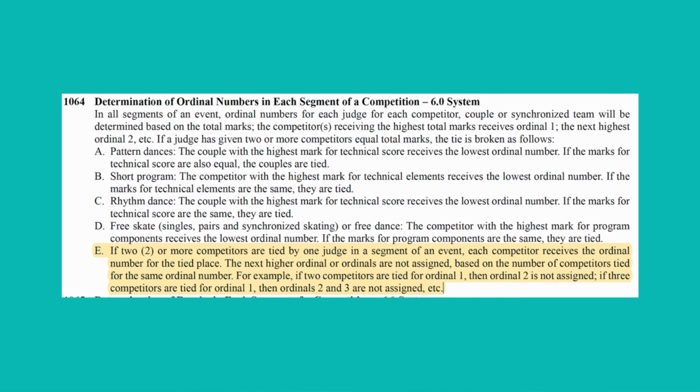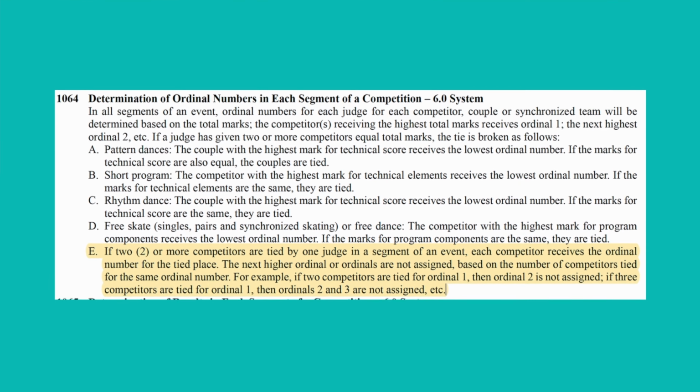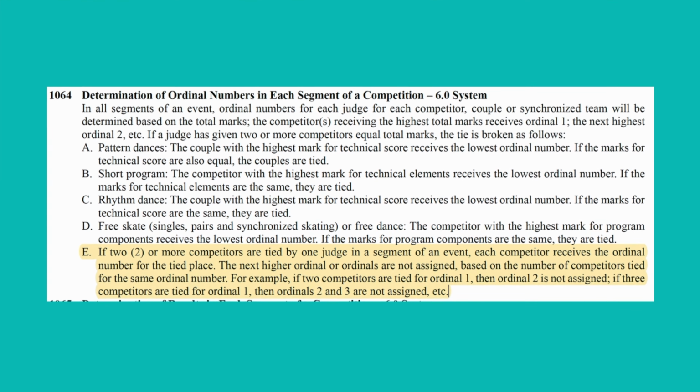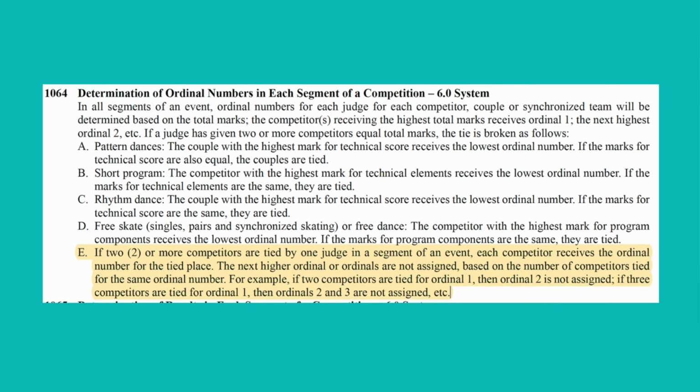Rule 1064, section E states that if one judge ties 2 or more competitors in a segment of an event, each competitor receives the ordinal number for the tied place. The next higher ordinal or ordinals are not assigned based on the number of competitors tied for the same ordinal number. Otherwise, the placements are pretty straightforward. I just found it unusual that one judge tied 2 skaters.